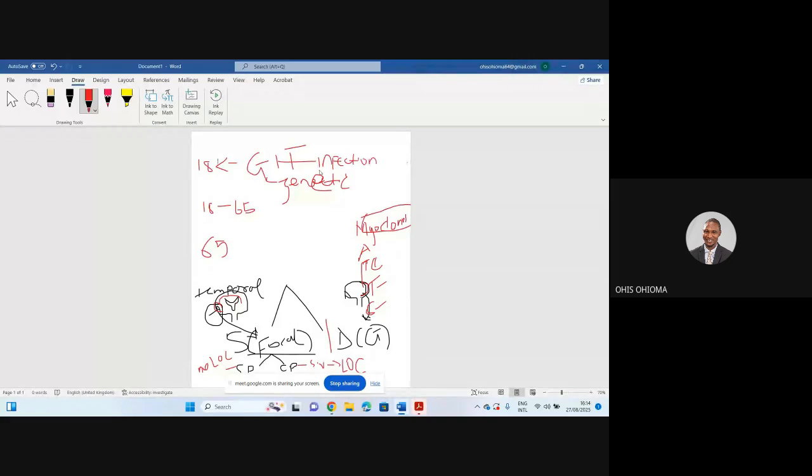Infections are usually the commonest cause in children greater than the age of 2 upwards. For genetics, it's usually around the first 2 years of life. Then the last one is trauma, a very rare cause though. So the mnemonic I use to remember it is GIT. These are the common causes of seizures in individuals less than 18.